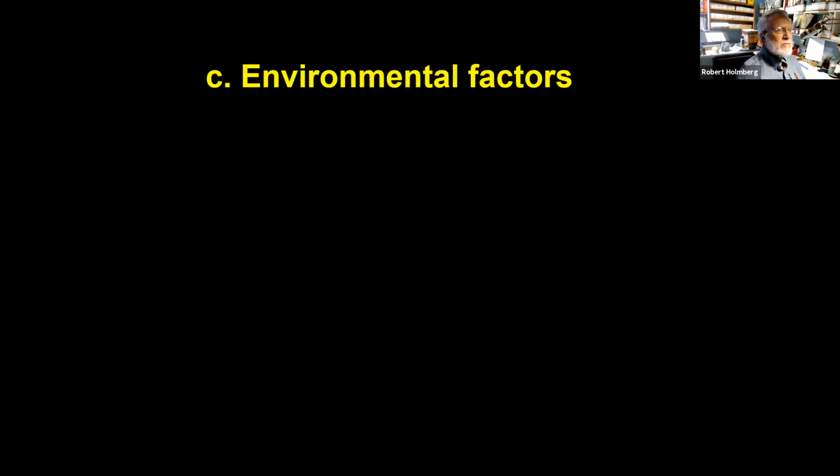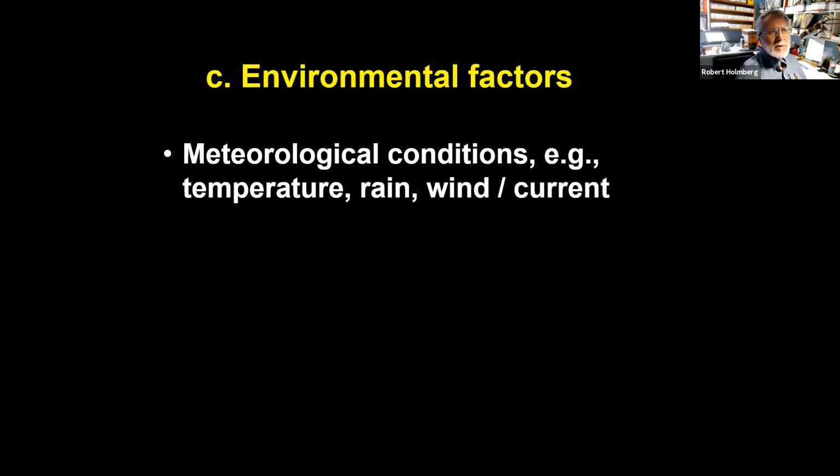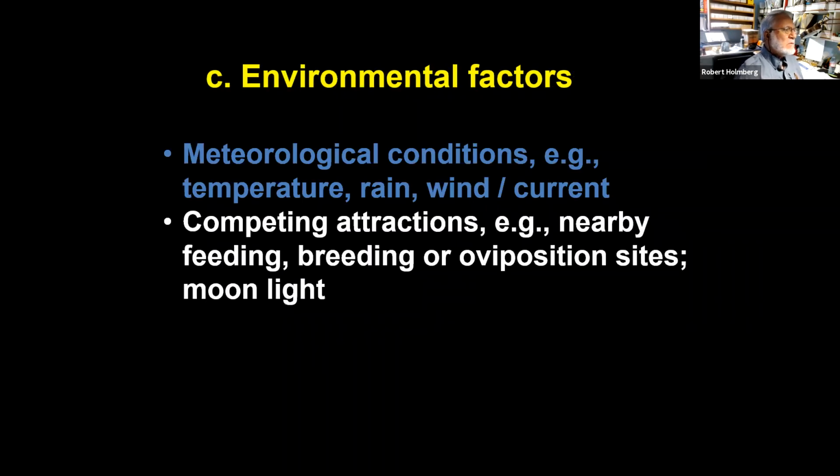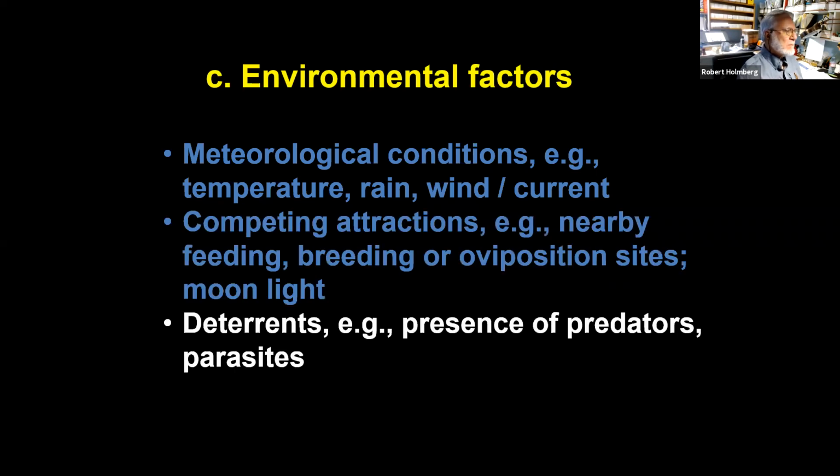And then the environmental factors, you've got to look at the meteorological conditions of temperature, for example, rain and wind or current. And then there's competing attractions like nearby feeding, breeding, or oviposition sites. And for, say, insects that are attracted to light, moonlight is a distraction. And there's other deterrents, such as presence of predators or parasites that are nearby to your traps.